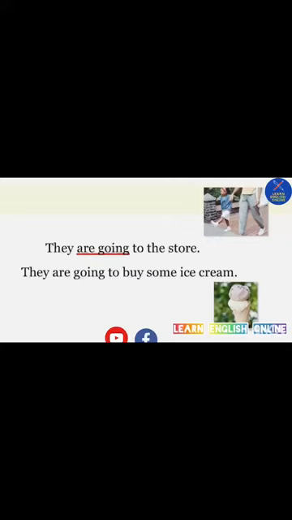And in the second sentence, they are going to buy. They aren't going to a place. They are going to, and then it's a verb. So the first sentence is present progressive. This is the be verb plus the ing, and this tells us this is happening right now. The second sentence is the future. We use be going to plus a verb to form the future.